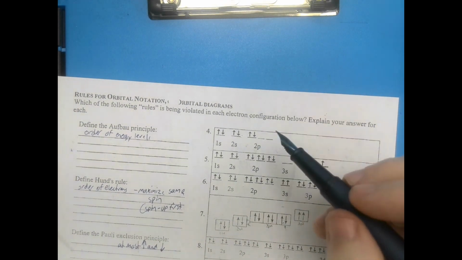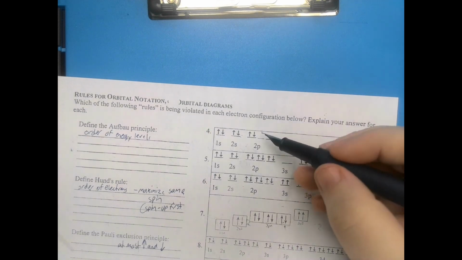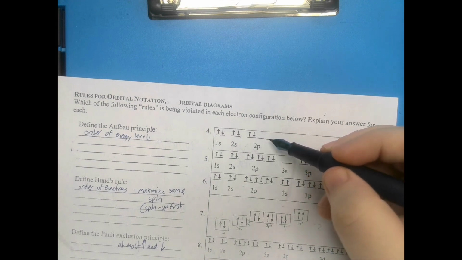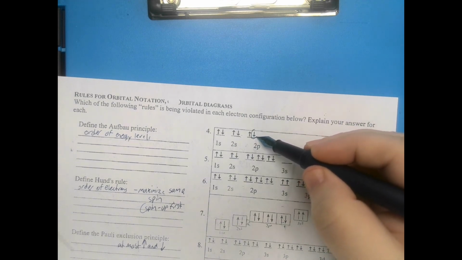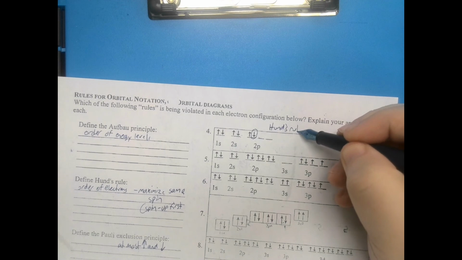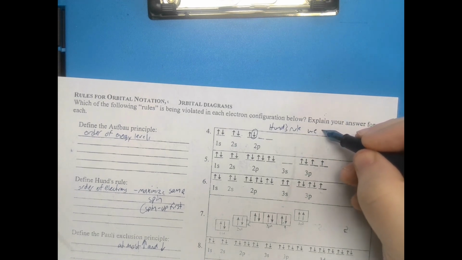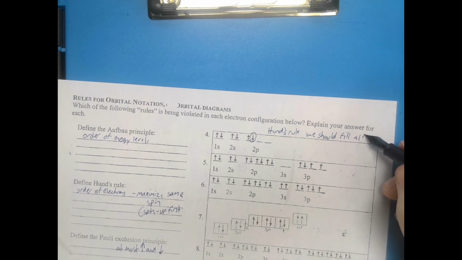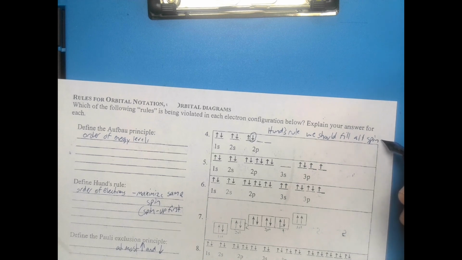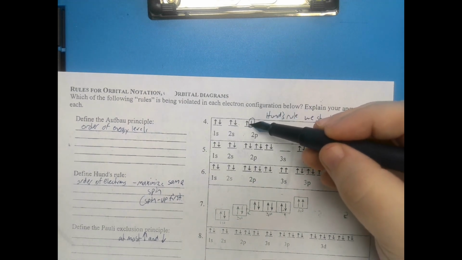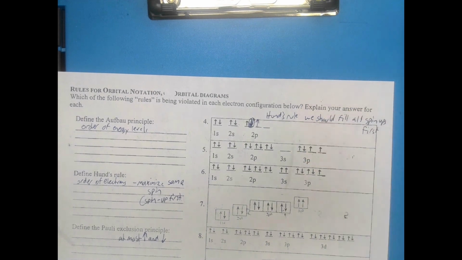So let's look and see if we can find mistakes. This right here, we cannot do up and down here because we have spots where we can put more ups. So this is the mistake. This is Hund's rule. We should fill all spin ups first. So this should be removed, and we should put an up here.